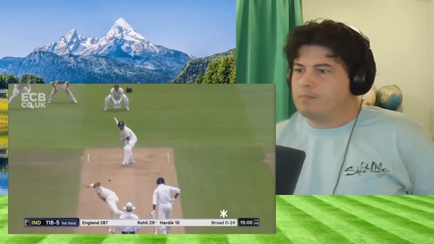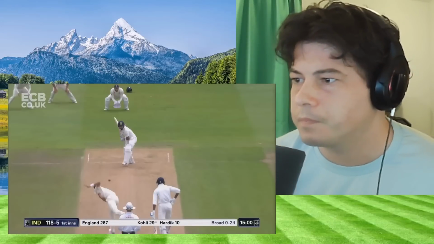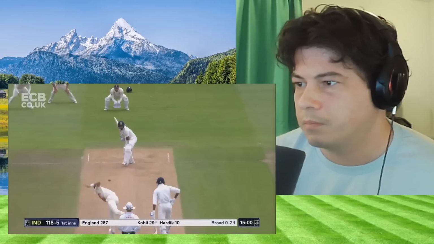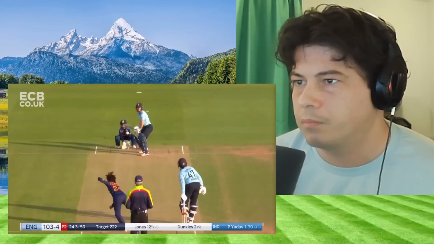And then the 15 o'clock over there, that's just the time of the day. It's 3 p.m. Now, for a limited overs match, there's a little bit more information that you need to know.